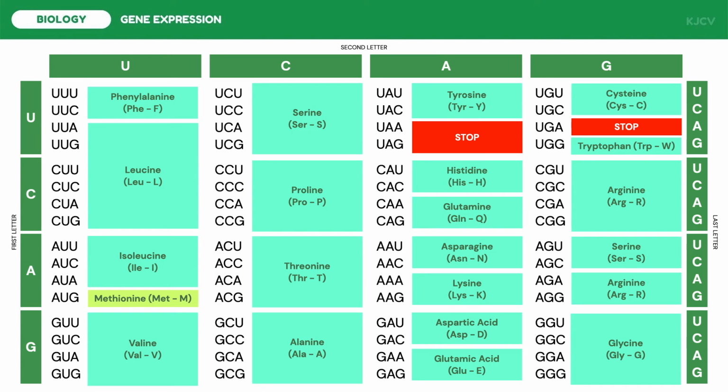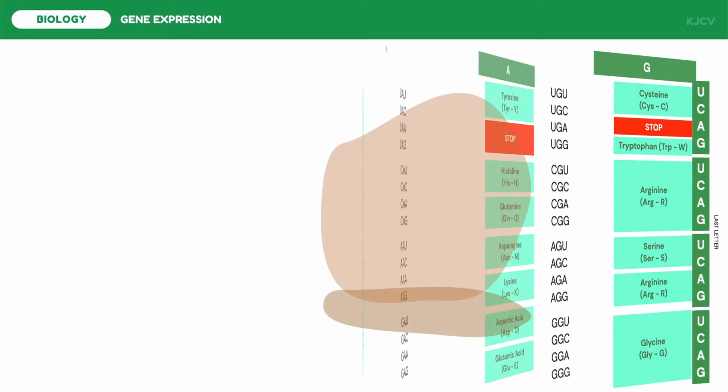It is important to take note that we use the codons and not the anticodons when determining the amino acid. Now, let us discuss the ribosomal unit, which is a complex of rRNA molecules and proteins.